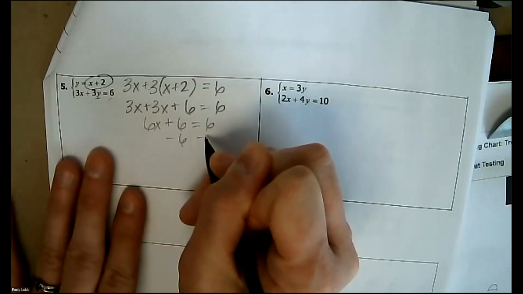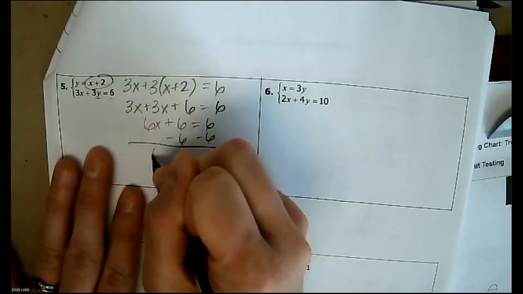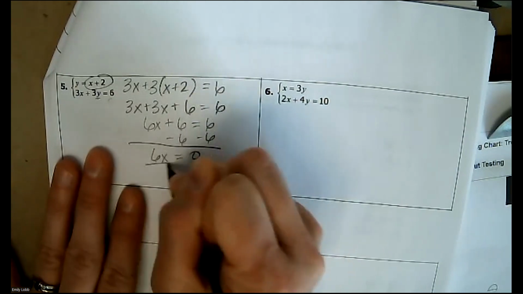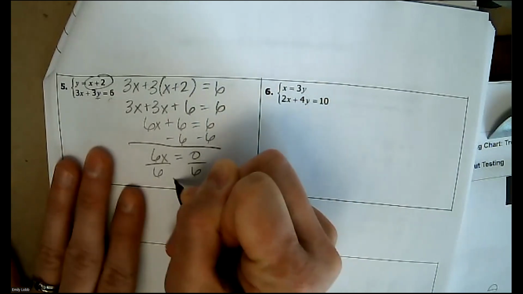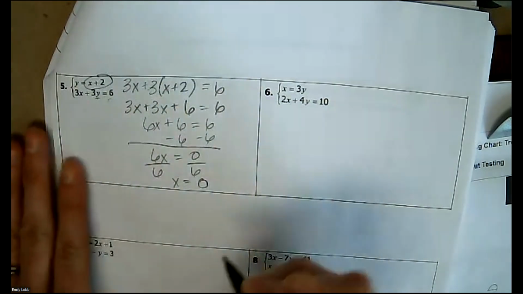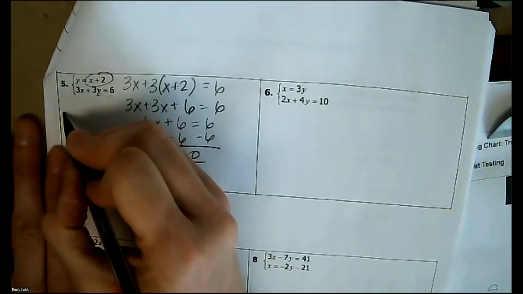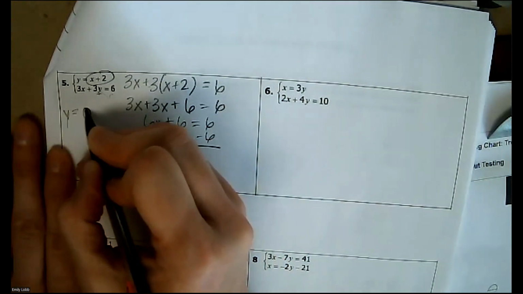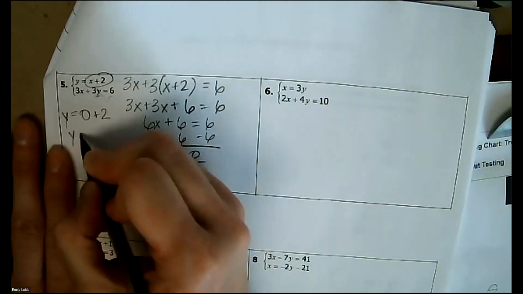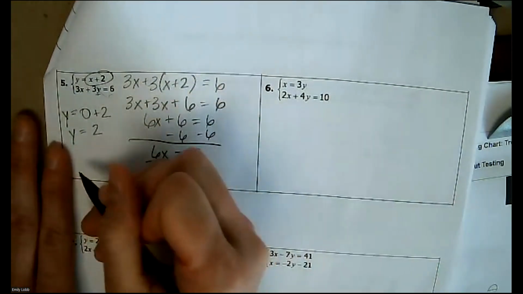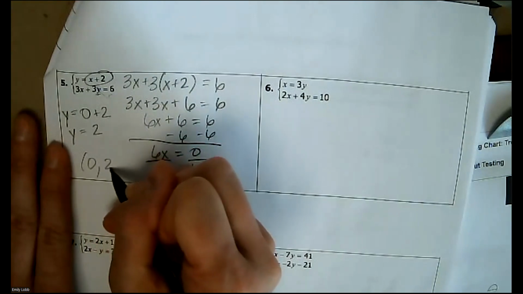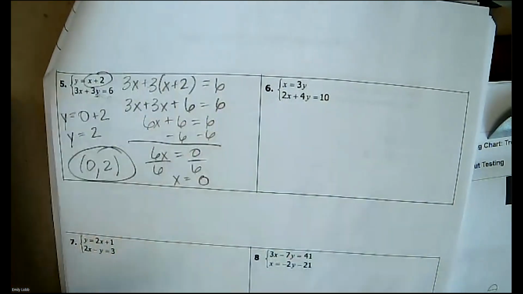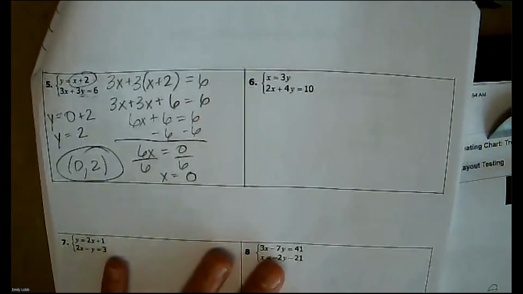Well, 6x is equal to 0. 0 divided by anything is indeed 0. So now when I'm looking for y, y is equal to 0 plus 2. So y is equal to 2. So this is the ordered pair, 0, 2. So that was just like we were doing yesterday.